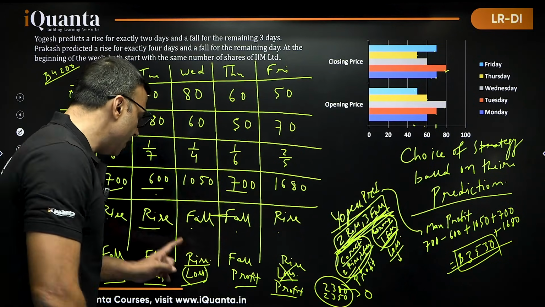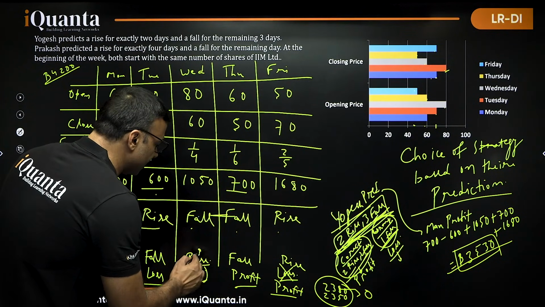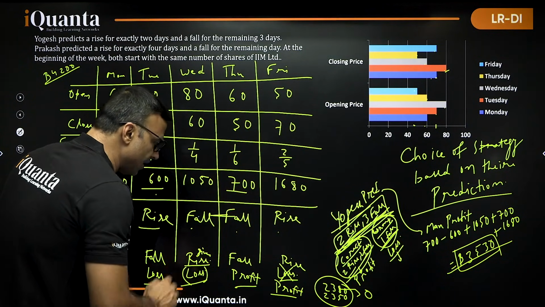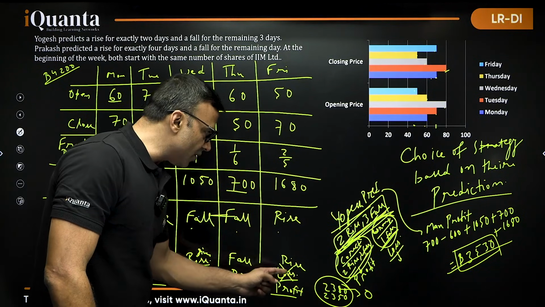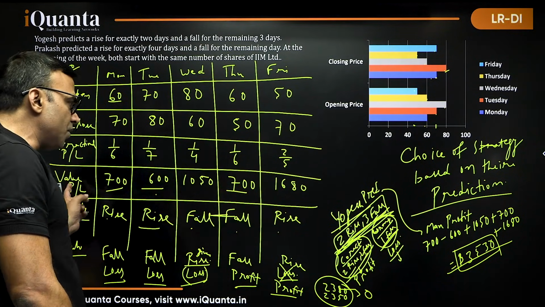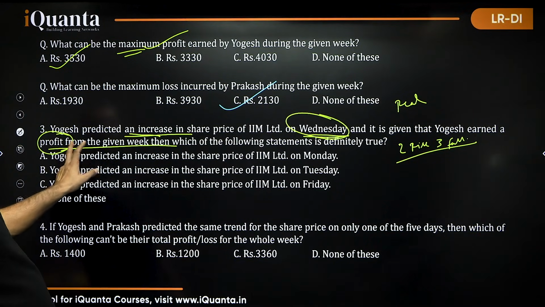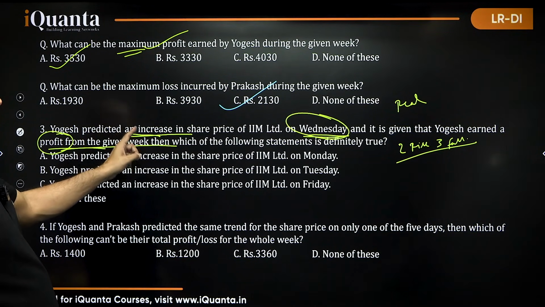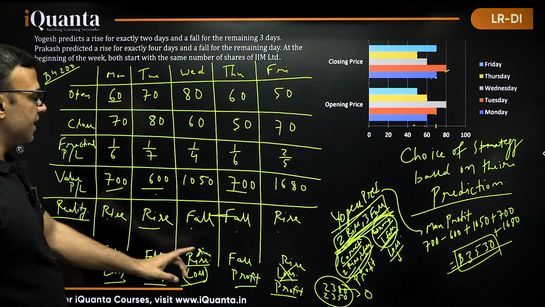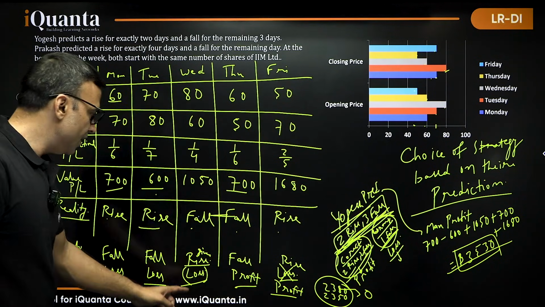I'll just repeat. Wednesday was given in the question, so it is definitely a loss. This cannot be taken as a loss, because if this is taken as a loss, then whatever you do, overall there will be a loss. But the question is telling you that overall there is a profit. So the only way that it can happen is here there is a profit, here there is a loss.